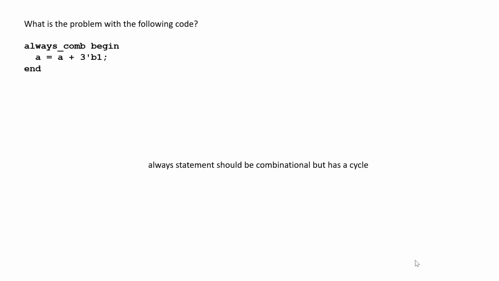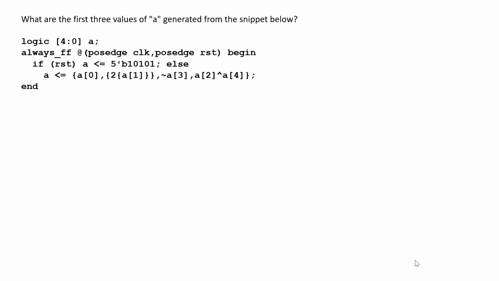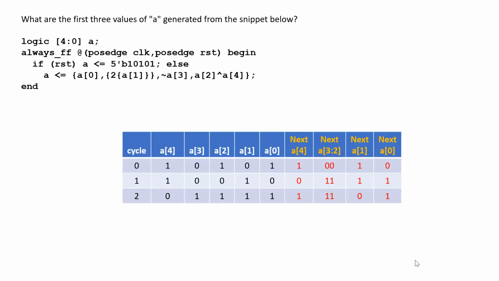Yeah, there's a cycle in the sense that the input depends on the output. Okay, and this is the last question, I believe. What are the first three values of A generated from the snippet below?